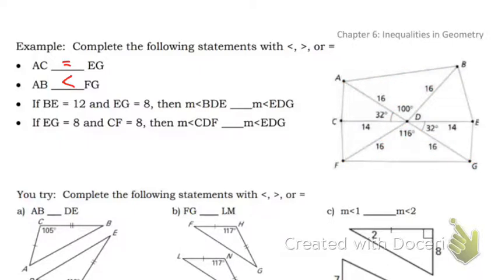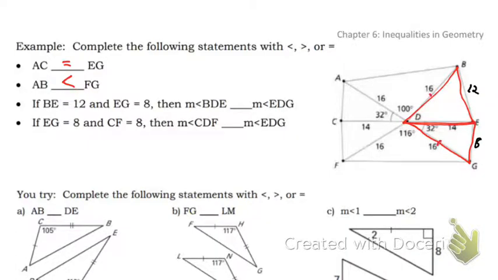Erased. All right, this one actually gives us values. It says BE equals 12, so let's write that down. It also says that EG equals 8. So I must be dealing with this triangle and this triangle. All right, so we have to have two pairs of congruent sides.